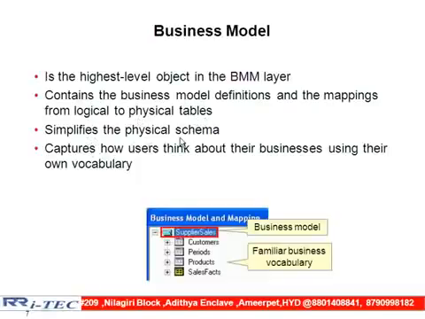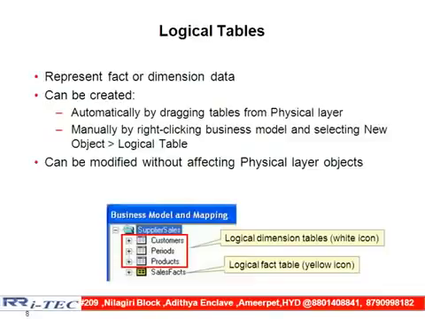Next, it contains the business model definitions and the mappings from logical to physical tables. It simplifies the physical schema. We are simplifying. It captures how users think about their business using their own vocabulary. ACTL exchange is one example that can be understood by the technical team but cannot be understood by the business team. That is the reason we converted that to what, sir? Dollars.